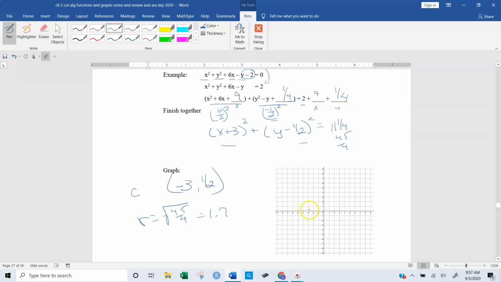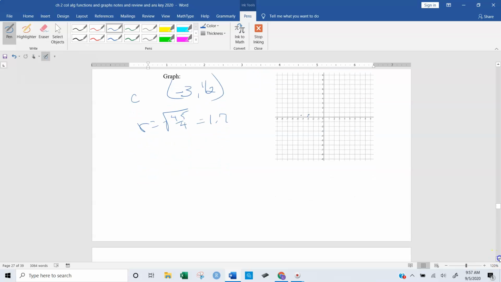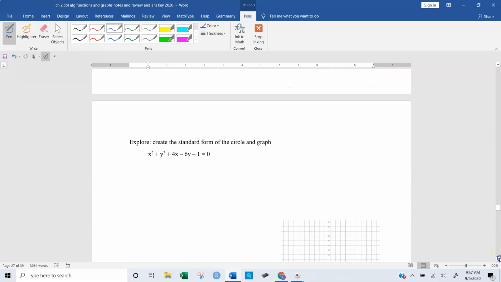So we go to -3.5 and we put our center. From there we go out 1.7 in all directions. So about right there probably. Not a very good grapher here. So there's 1.7 in right there. And draw, oh wow, do better than me. Draw your circle.